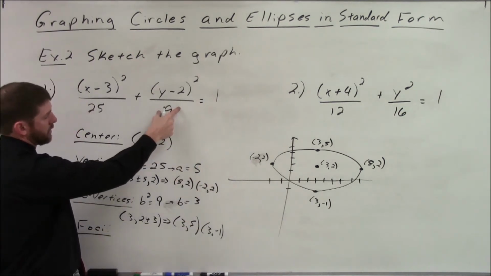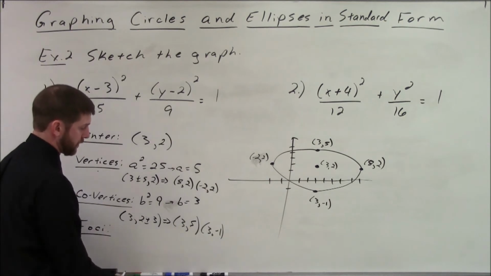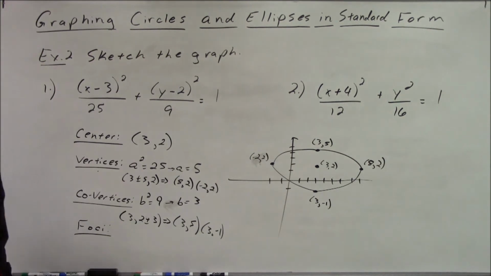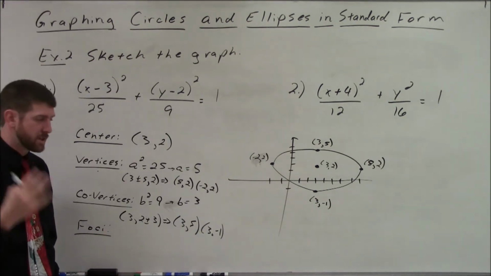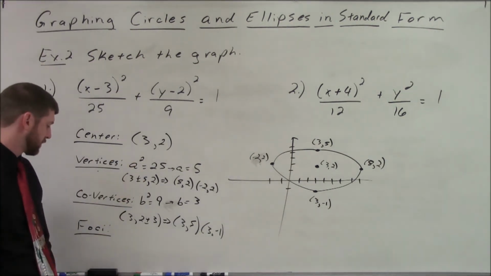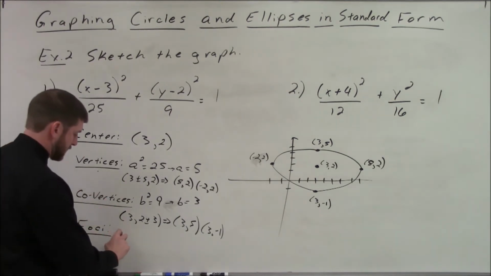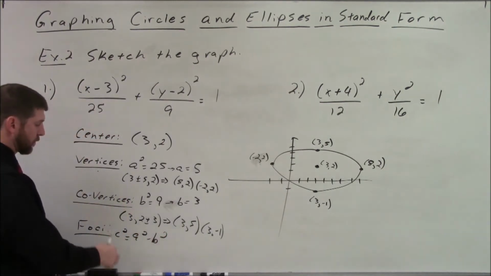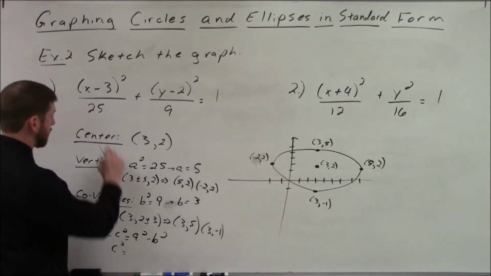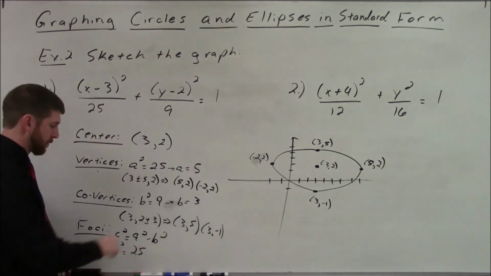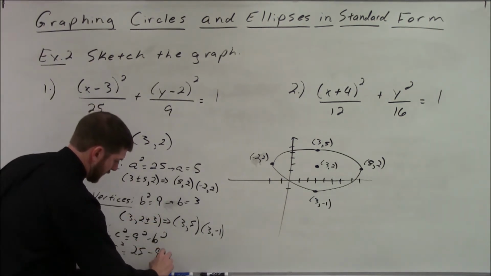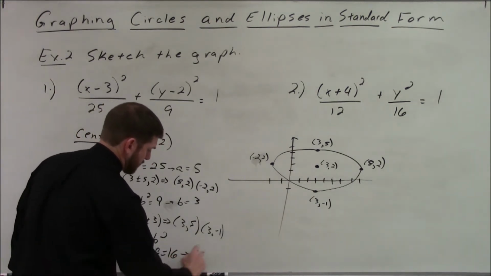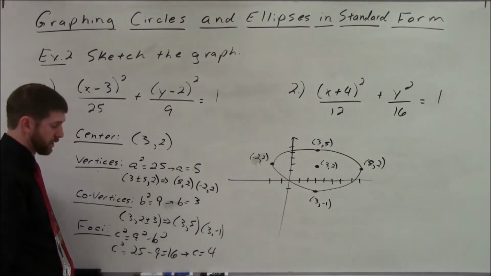So 9 underneath the y says change my y's by 3. 25 underneath the x says change my x's by 5. That's really helpful when we get to the foci because you don't always get neat, clean numbers there that we can actually count. So foci, I've got to figure out what c is, but we remember c squared equals a squared minus b squared. So c squared we don't know, but we know a squared is 25, the bigger denominator, minus b squared, which is 9. So c squared is 25 minus 9, which is 16. So c is equal to 4.